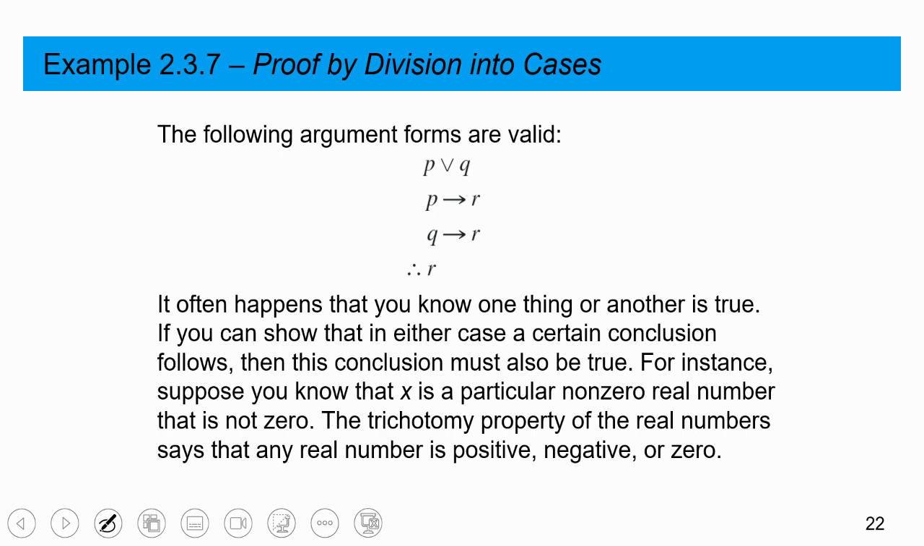For instance, suppose you know that x is a particular real number that is not zero. The trichotomy property of the real numbers says that any real number is either positive or negative or zero. So if you know that it is not zero, then you can conclude that it is either negative or positive.